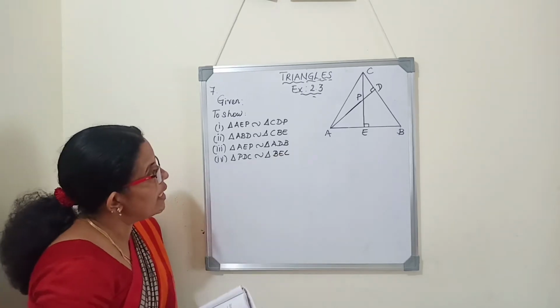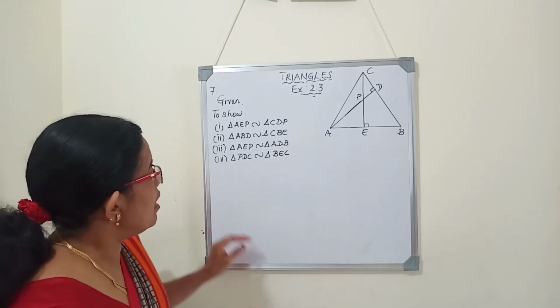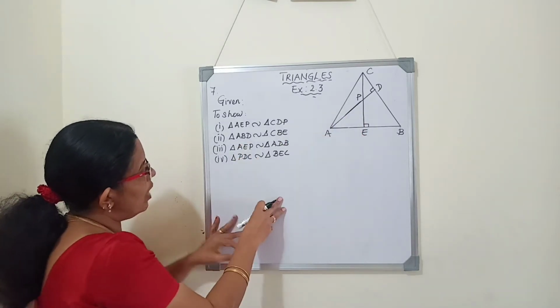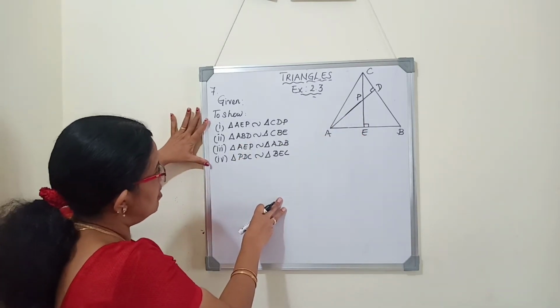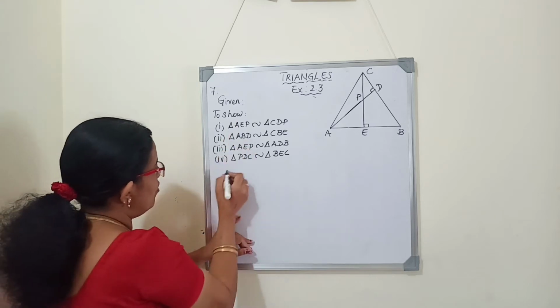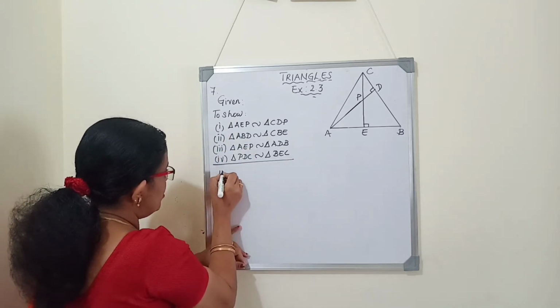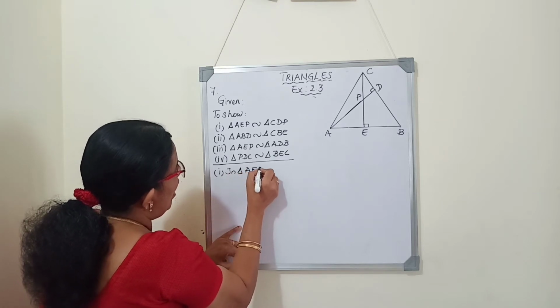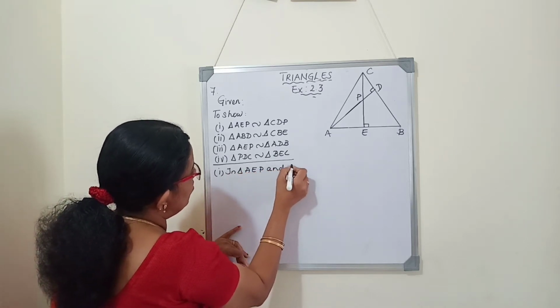So here it is only given that AD and CE are the altitudes, and they intersect at a point P. We have to prove that these four sets of triangles are similar. So first we will consider the first set. First one, in triangle AEP and triangle CDP.